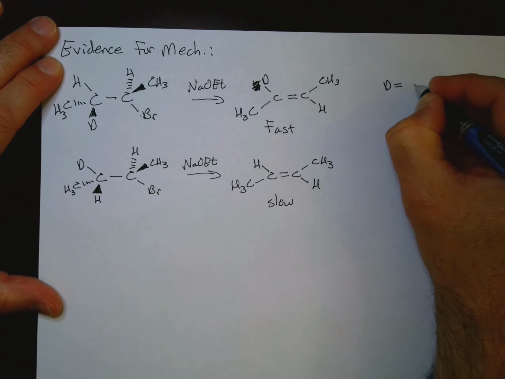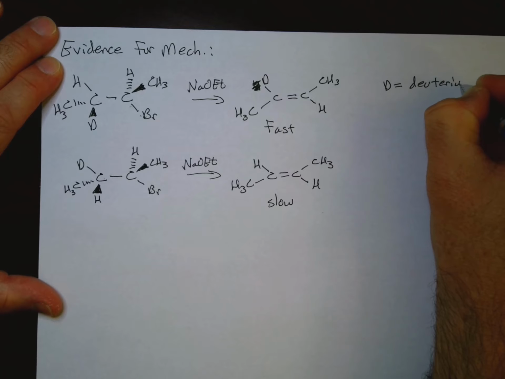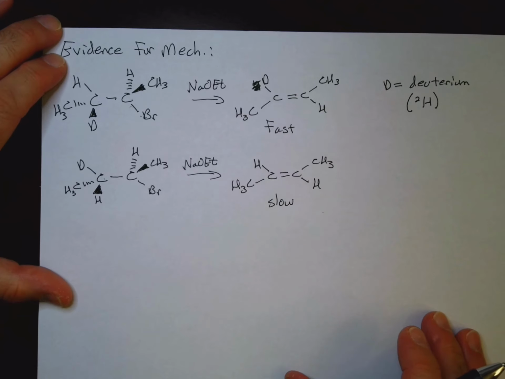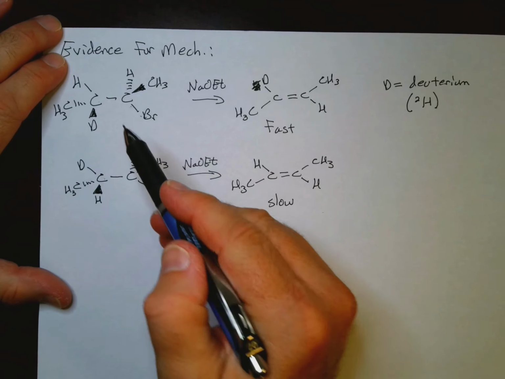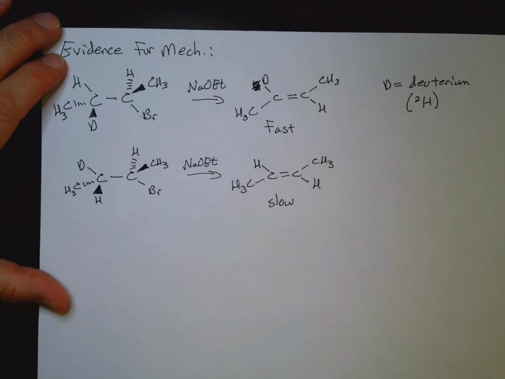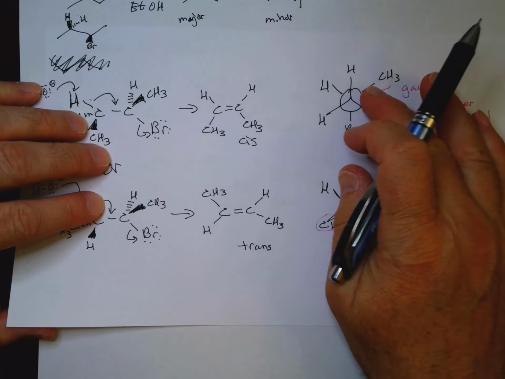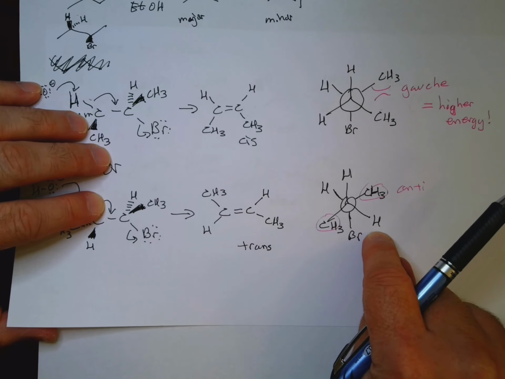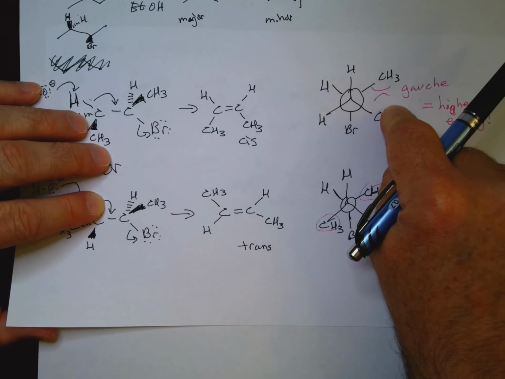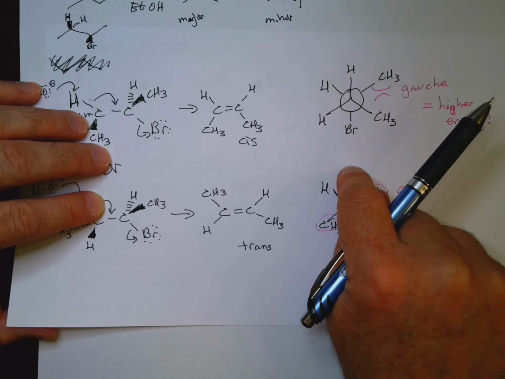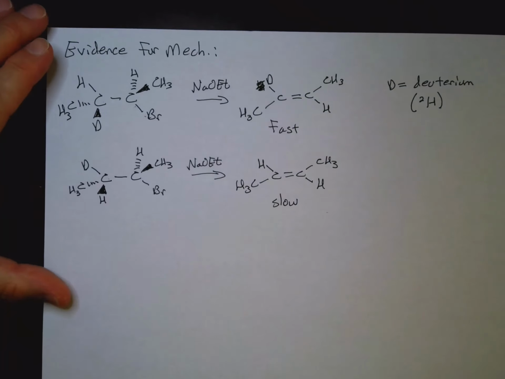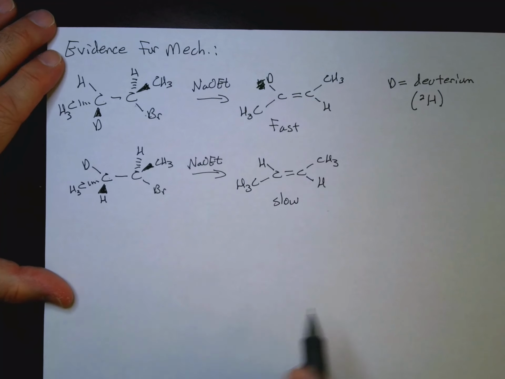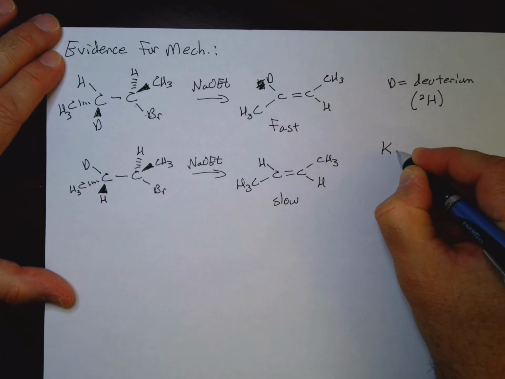So D equals deuterium, which is hydrogen that has a proton and a neutron. Okay, so what this is saying is that we know this mechanism's right because if we have this anticoplanar arrangement, this will be more stable, having the methyls anti instead of having them gauche to each other. So we'd remove whatever proton is anti to the bromine. In this case, it's a proton. In this case, it's a deuterium. We refer to this as the kinetic isotope effect.